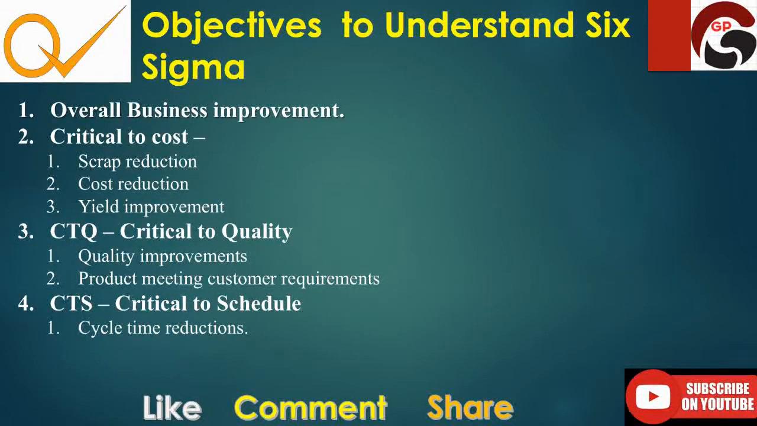Objectives to understand Six Sigma. The objective of a Six Sigma project is to increase profit and increase customer satisfaction. That may be by decreasing the product cost, by increasing yield, or reducing scrap or defect generation, or it may be a quality improvement project, or it may be a cycle time reduction project.